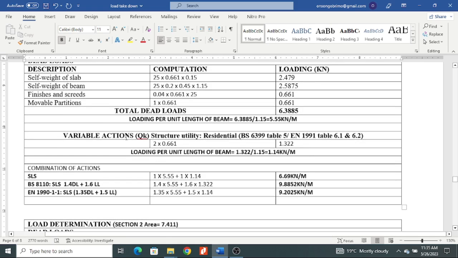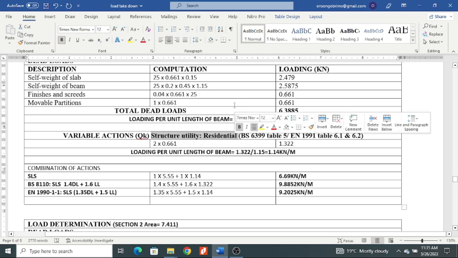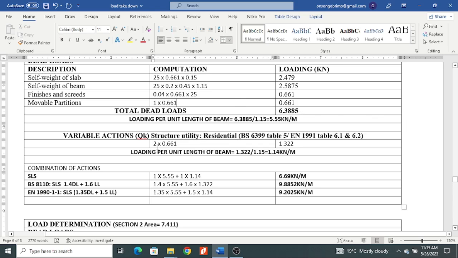For variable actions, which are live loads, you can either use British Standard Code 6399 table 5, or you can use the Eurocode 1 table 6.1 and 6.2 to help you determine your variable action depending on your structure utility, which is residential in this case. So I picked a value of 2, though from my experience I know it could be even 1.5, but I picked 2. Actually, they give the values in ranges, so you cannot just pick one. You can decide whether to pick the lower or the higher, or anything in between. So I picked 2 multiplied by the area.